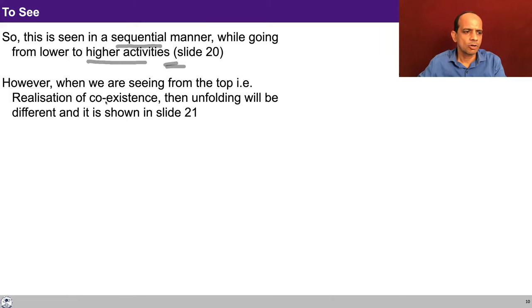However, when we are seeing from the top, that is realization of coexistence and then unfolding, then the unfolding will be different. And this is something that we are going to discuss in slide number 21. So one way is that we are moving from lower activities to higher activities. And the other way is that we are able to see from the higher activities and then move down to lower activities. So both the ways we can observe how the self is active.